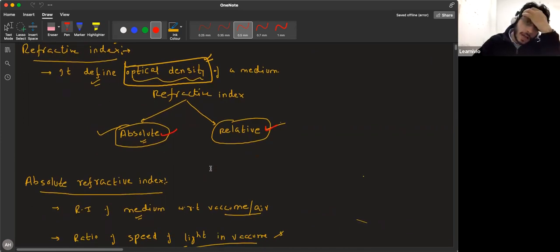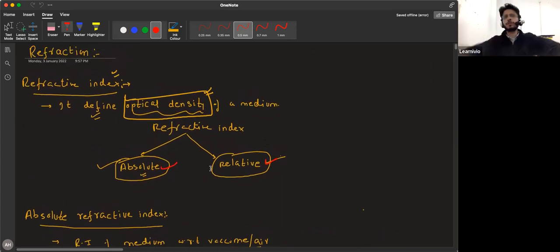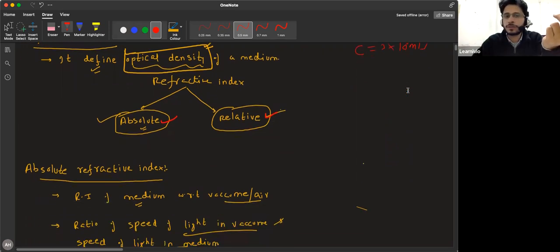The absolute refractive index is simply the ratio of speeds. Say you want to calculate the refractive index of glass. You will calculate the speed of light in glass. We know that the speed of light in vacuum is 3 × 10^8 meters per second. So if you want to calculate the refractive index of glass, calculate the speed of light in glass, then take the ratio of the speed of light in vacuum and the speed of light in glass. That ratio of speeds will give the absolute refractive index.